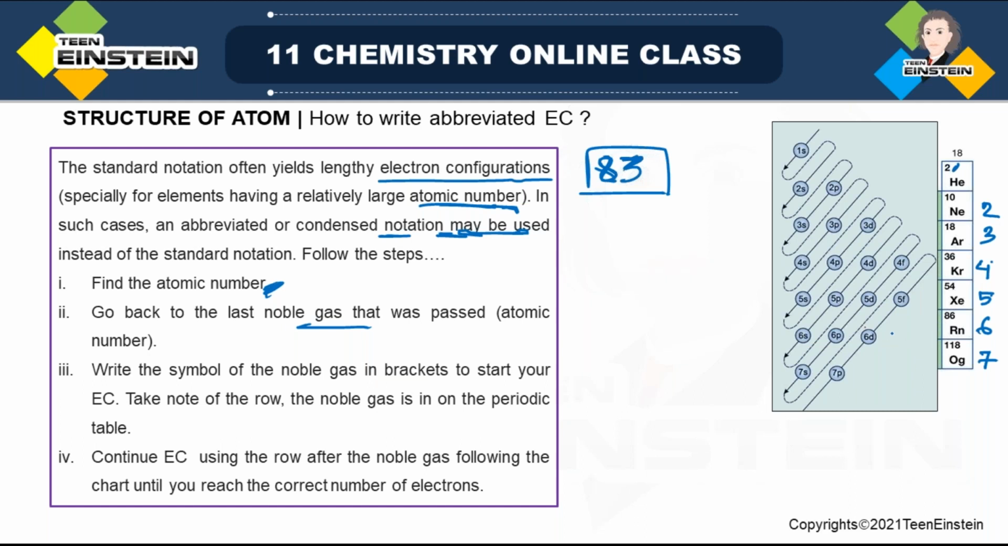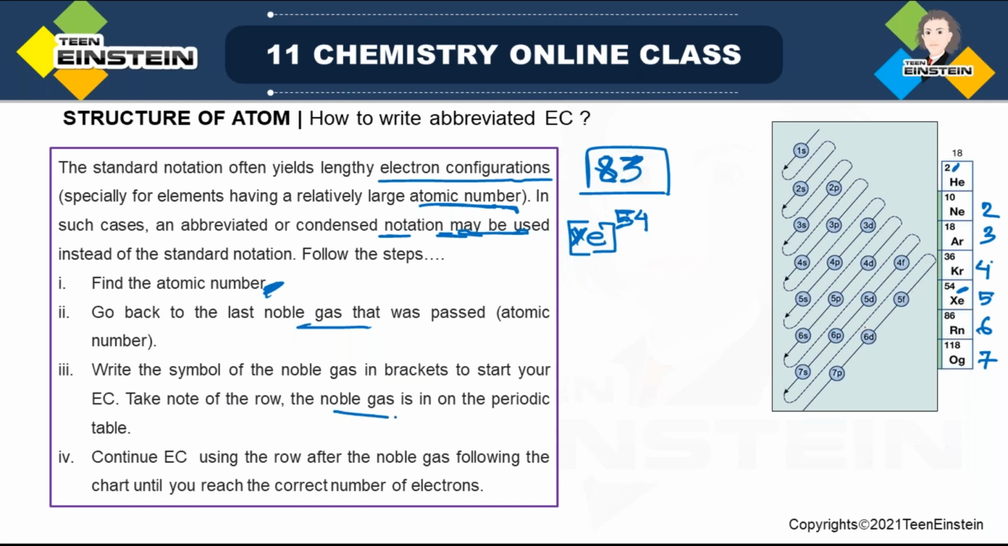Once you know this, you can write the abbreviated EC for any element. So for 83, what is the last noble gas? Obviously, it is not 86, since that is more than 83. The last one is 54. That means you have to place xenon within square brackets, having atomic number 54. The next step is to write the symbol of the noble gas in brackets to start the EC.